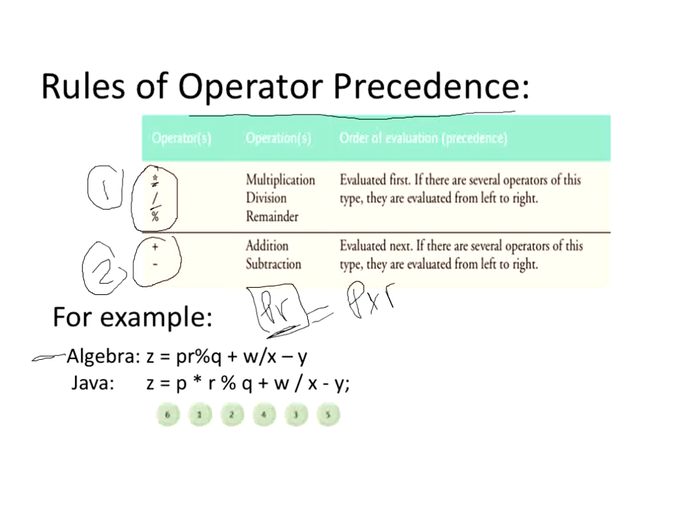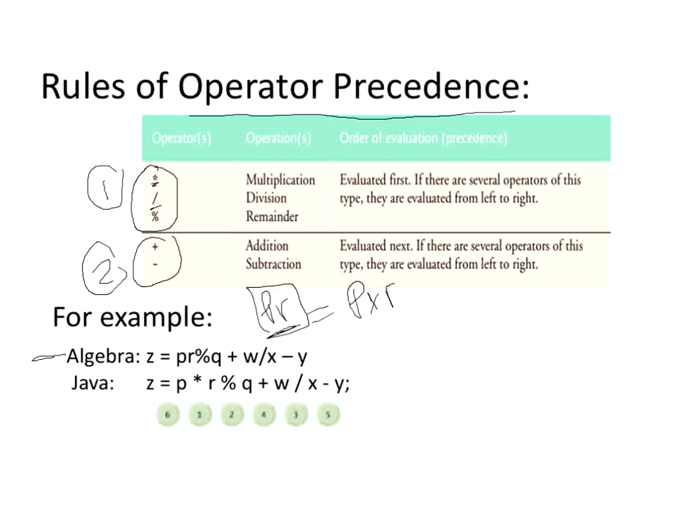So we need to spell it out. We need to specify and say, okay, then we have P times R modulus 2 plus W divided by X minus Y. So what will Java do if we have this equation in Java? Java will follow the precedence order. It will have the family number 1, which is stronger, but it will scan from left to right.